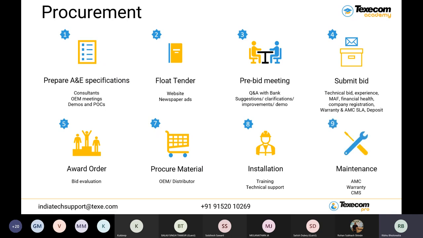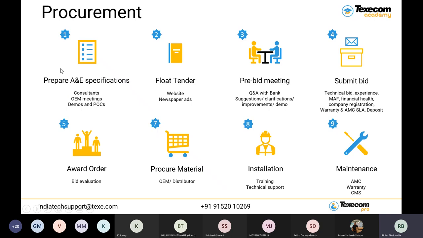And the last thing is maintenance. The maintenance part is also part of this tender, that we have to provide the maintenance. It is as per the tender, whatever is written over there, like 1 year or 2 years of maintenance I have to provide. Then after that, I can take the AMC, or accordingly, as per the banks, they will follow the rules. So this is the complete procurement.